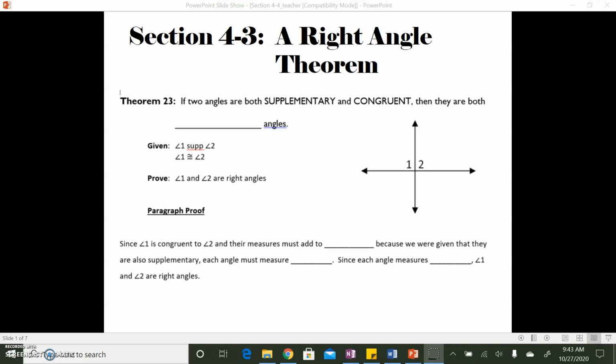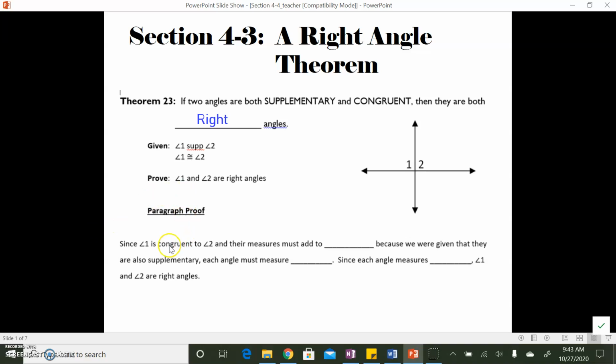Section 4.3 is the right angle theorem. It's something that we've seen and something that we've done. It says that if two angles are both supplementary and congruent, then they are both right angles. And we know this, and we've used it. Now we've got a formal definition and a formal theorem for it.